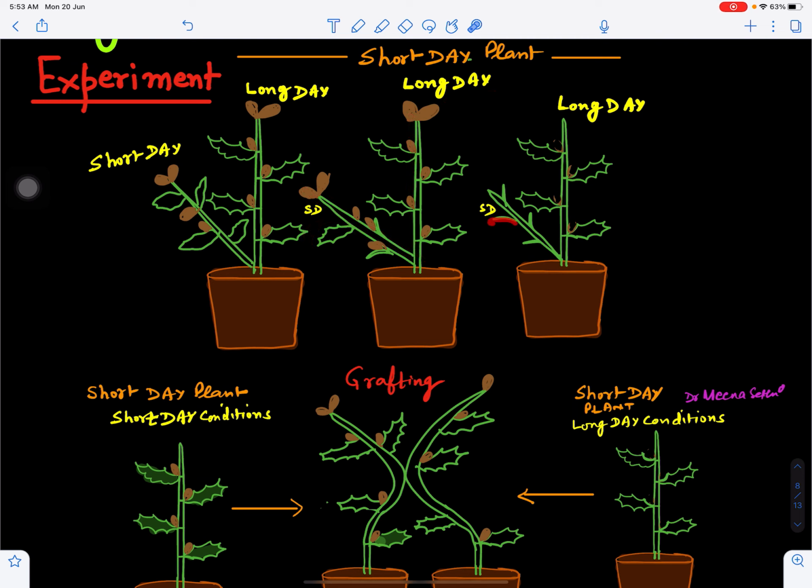And here we have defoliated the short day plant, right? Not even a single leaf is there, and we have exposed it to the long day. So we can see here no flowering, no fruiting has occurred in this plant. So leaves are responsible for perceiving the photoperiodic stimulus.